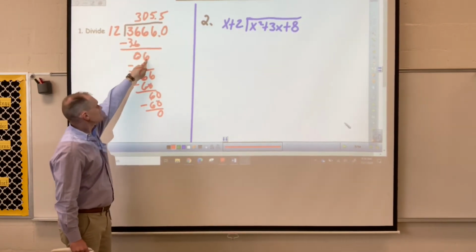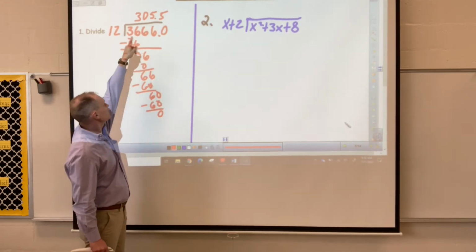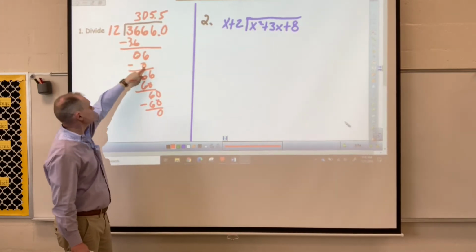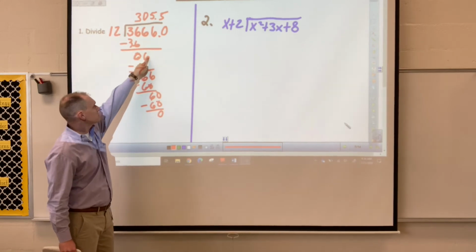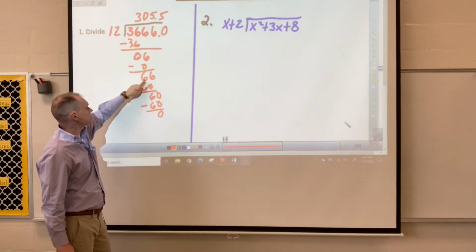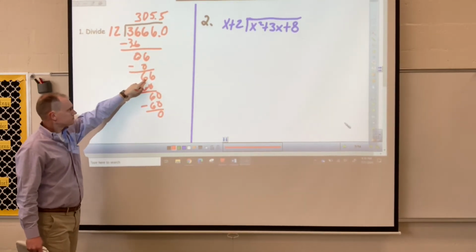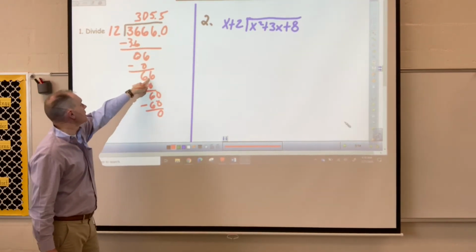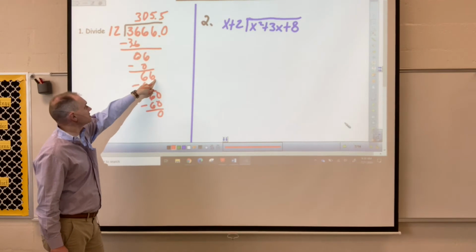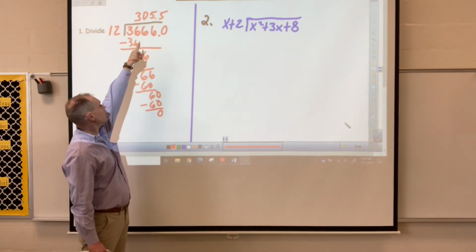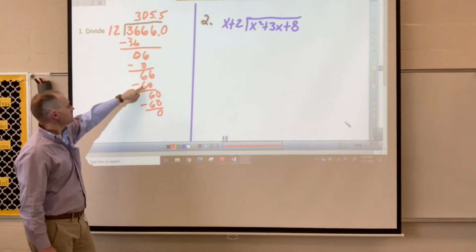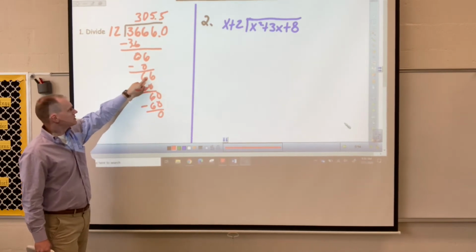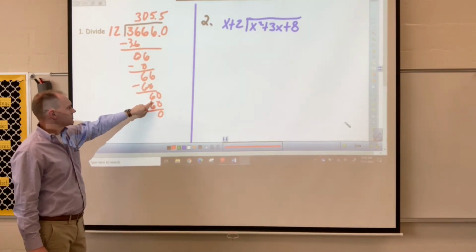6 goes into 6 0 times, so we put that up at the top there. 0 times 12 is 0. Subtract, 6 minus 0 is 6. And then bring down the next number, so bring down the next 6. 12 goes into 66 5 times, so we put that up at the top there. 5 times 12 is 60. 66 minus 60 is 6.